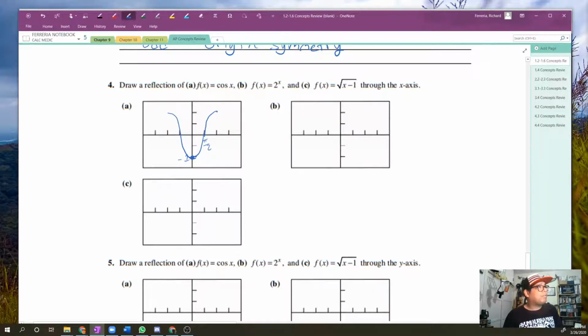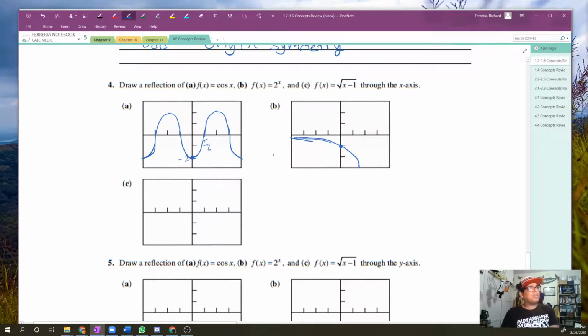Do that a little bit carefully. I don't think I was careful enough. So there is the reflection of the cosine curve around the x-axis. Looks like the camel's back, don't it? How about 2 to the x? This one will be a little bit easier. When x equals 0, 2 to the x equals 1. So this one is going to do one of these things.